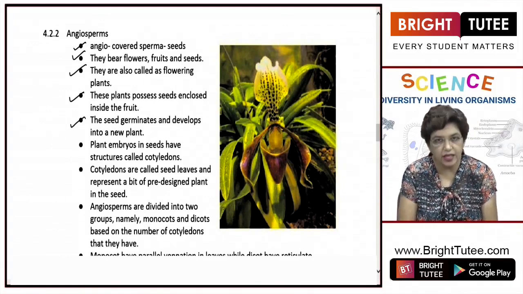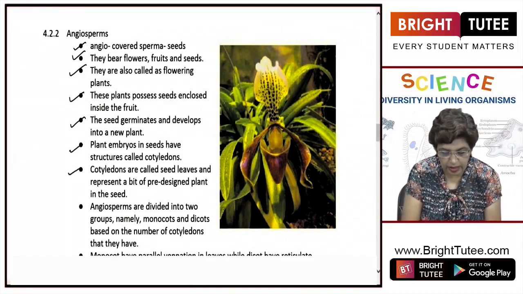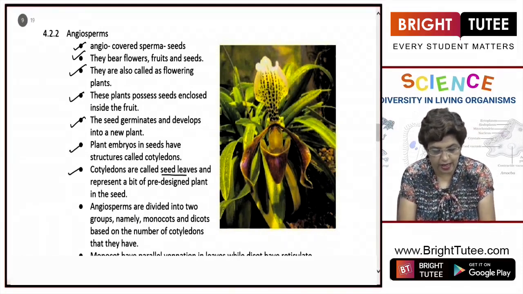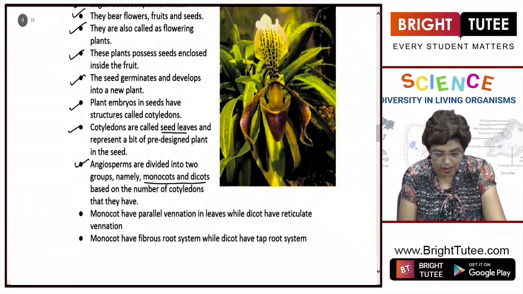The seeds germinate and develop into new plants. The embryo in the seeds has structures, or seed leaves, called the cotyledons. These cotyledons are called the seed leaves and they represent a bit of a pre-designed plant in the seeds. Angiosperms are further divided as monocots or dicots based on the number of cotyledons they have.